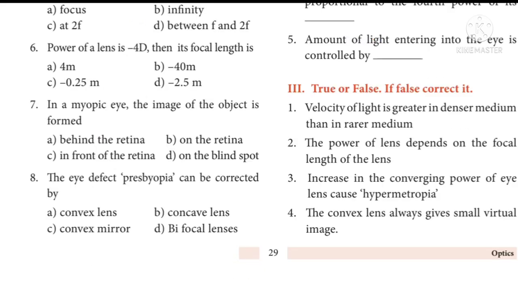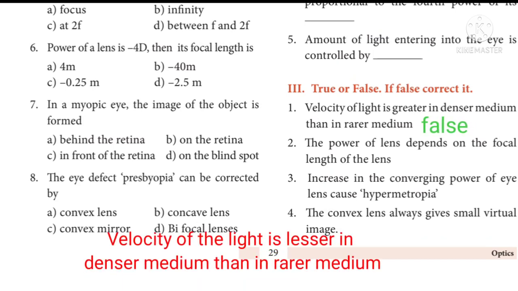Roman numeral 3, true or false? If false, correct it. First question: velocity of light is greater in denser medium than in rarer medium. Answer: false. The correct statement is, velocity of light is lesser in denser medium than in rarer medium.